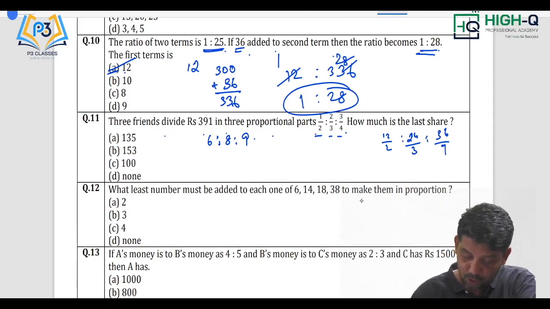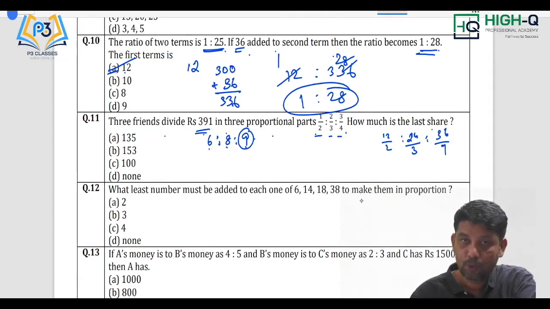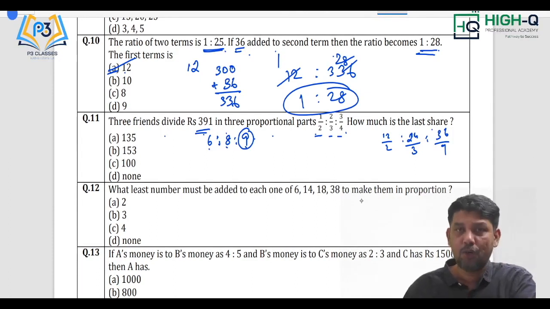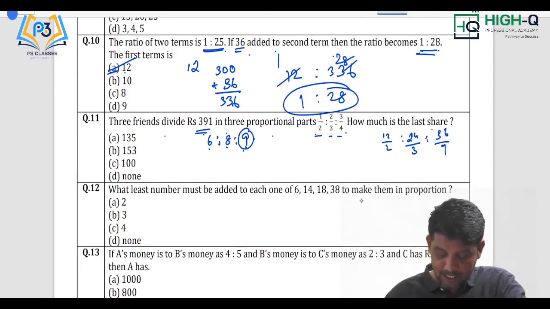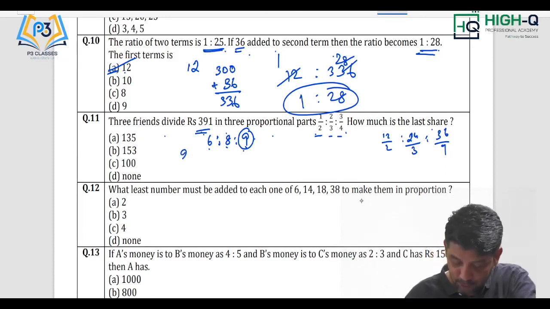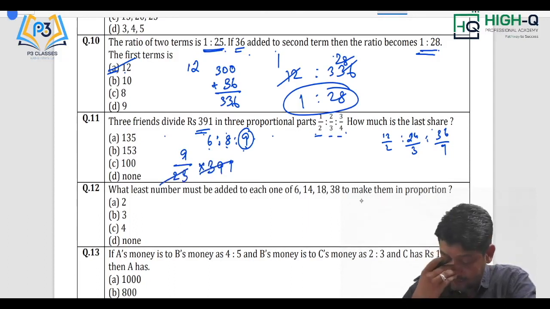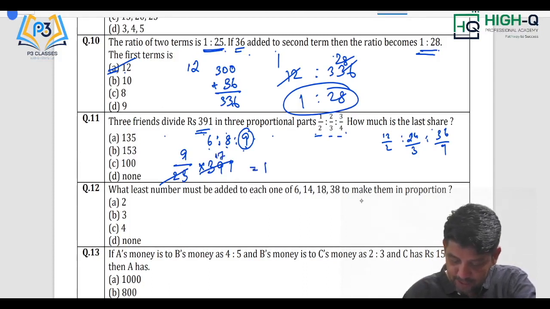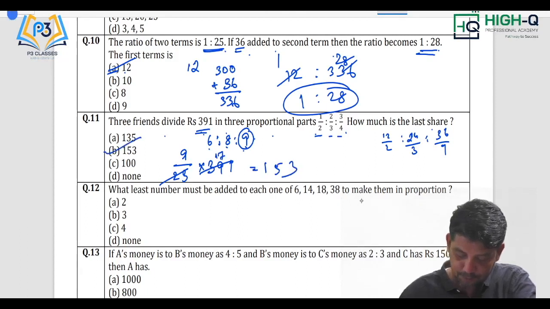Now listen here. Total amount is 391. How much is the last share? How to find it? I'll tell you. See, 6 plus 8 is 14, 14 plus 9 is 23. So if I have 23 rupees, the last person will get 9 rupees. But the total is 391 rupees. Therefore, 9 by 23 into 391. Just cancel this, my dear. 17 times will come. So 17 nines are 153. Option B.